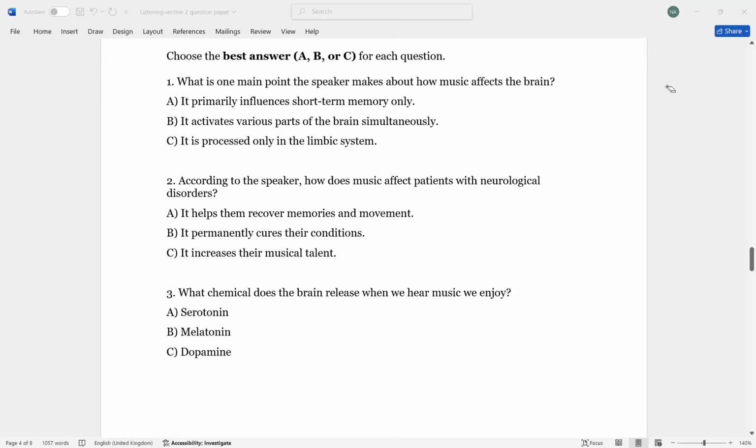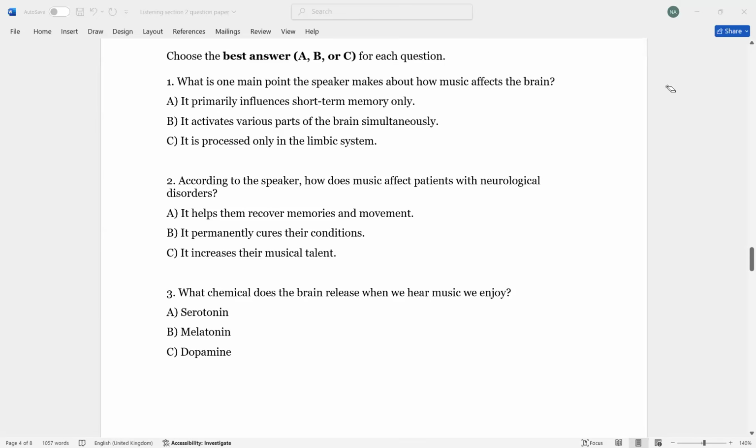Have you ever wondered why a certain song can make you feel happy, nostalgic, or even bring you to tears? Well, it's not just in your head. Or rather, it is, quite literally. Music has a profound effect on the human brain, and researchers have been studying this fascinating connection for decades.